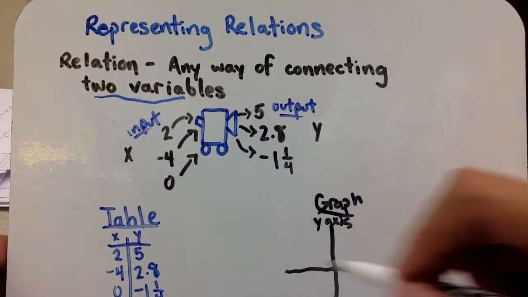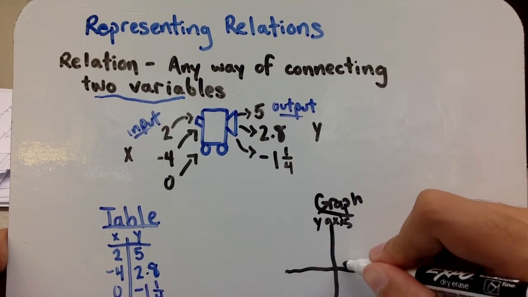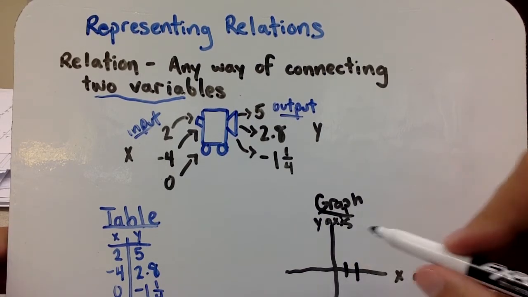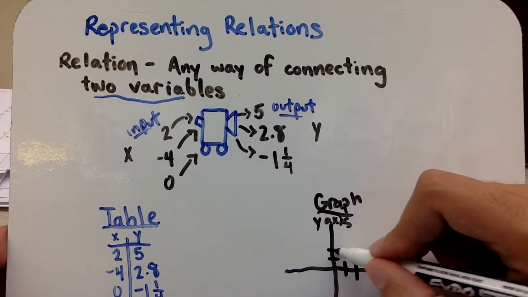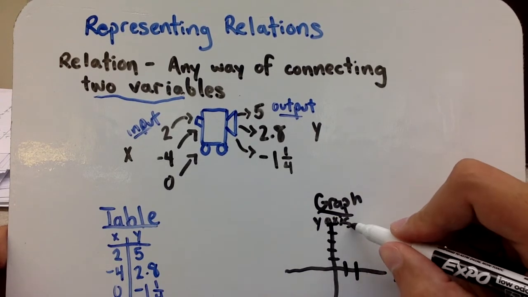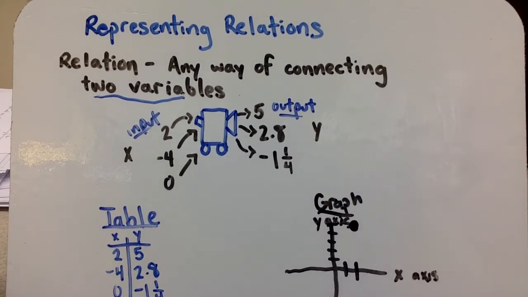When you do that, on the x-axis, my first point was (2, 5). I'm going to make little tick marks right here. +2 would send us 2 in the positive x direction. And then it's a +5 on the y-axis. That's going to be (2, 5), a dot right there for that first point.